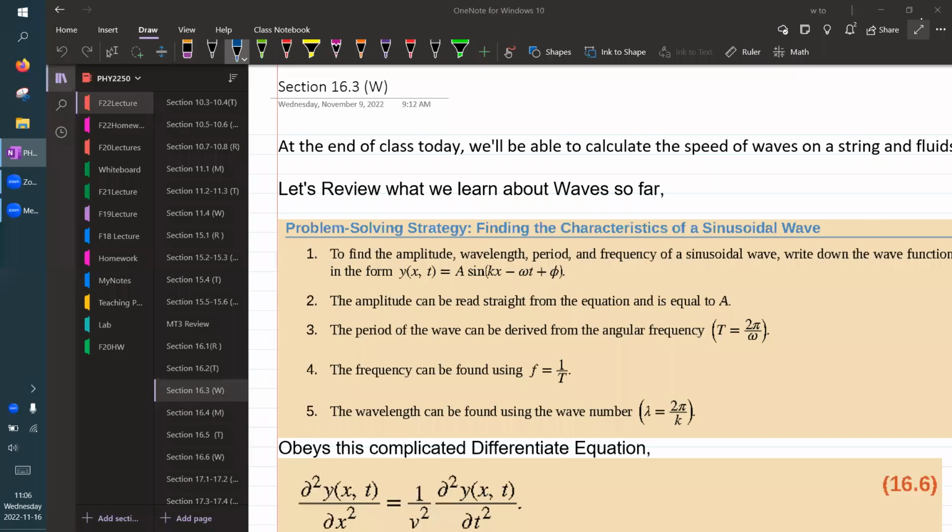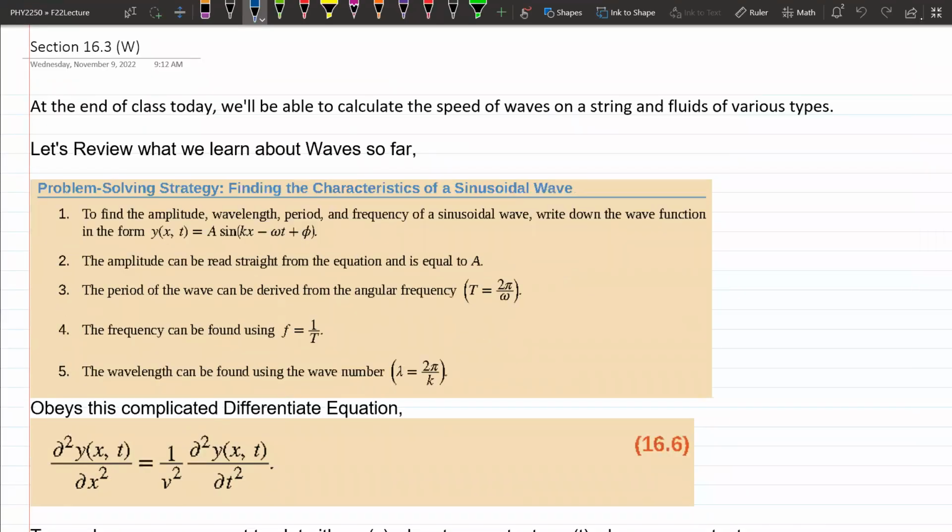So let's start recording. This is the next section in chapter 16 that we're going to talk about. But tomorrow we're going to have the midterm 3, right, covering chapters 9, 10, 11, and 15, right?